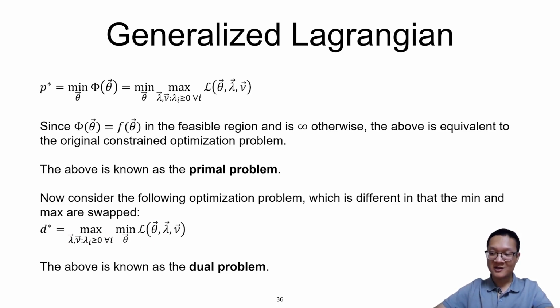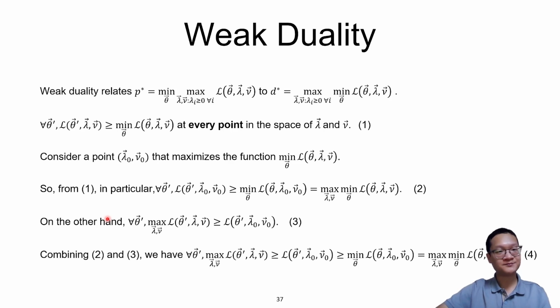In general, swapping the order of max and min will actually give you a different value. But in some special cases, it turns out that swapping these will not change the value, meaning that P star equals D star. In that case, we can choose to either solve the primal problem or solve the dual problem. So we're going to be discussing that a bit later. So let's discuss weak duality.